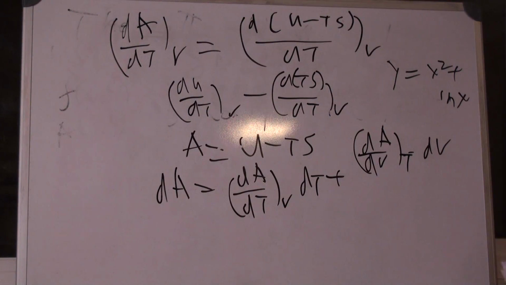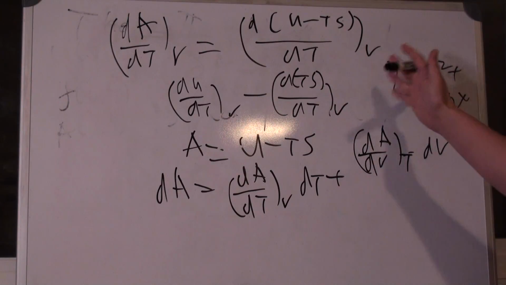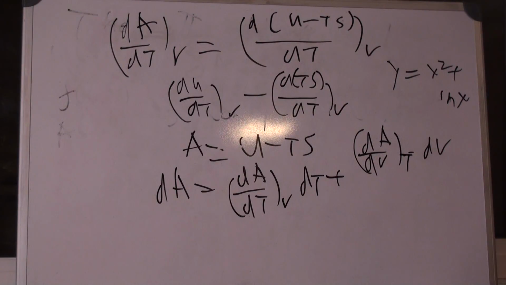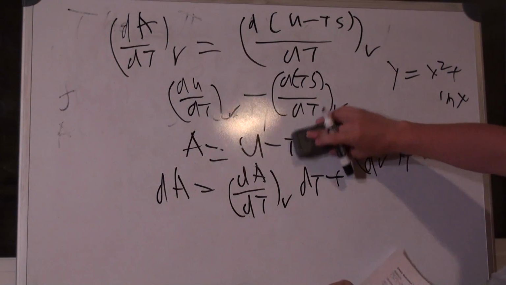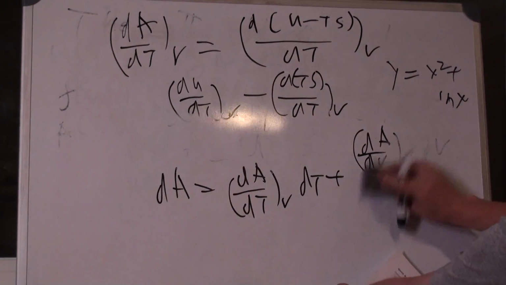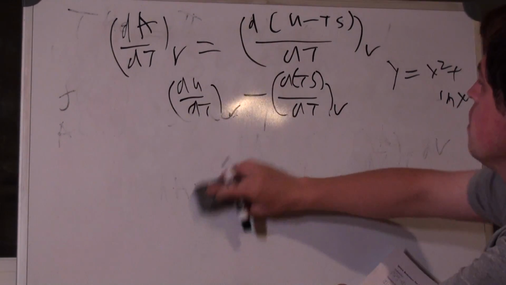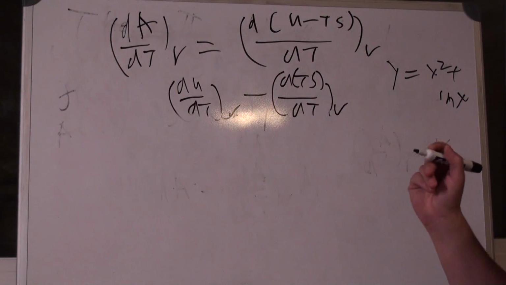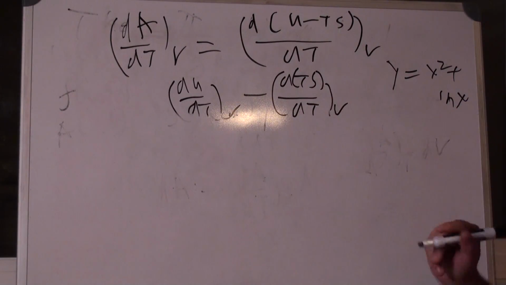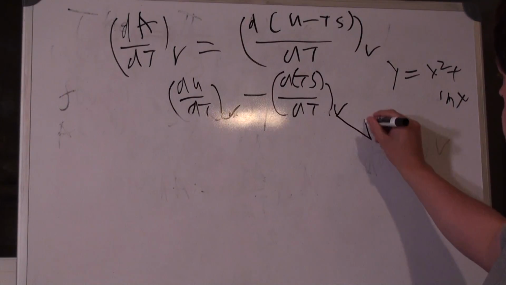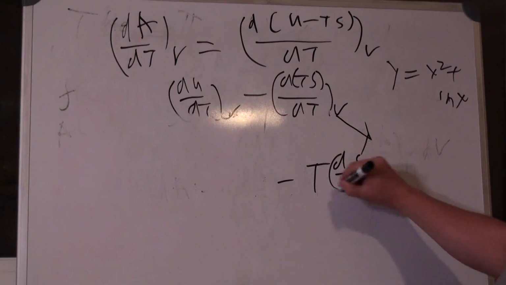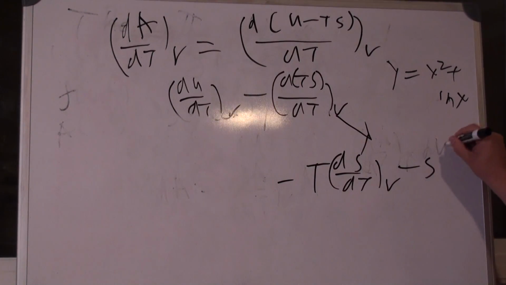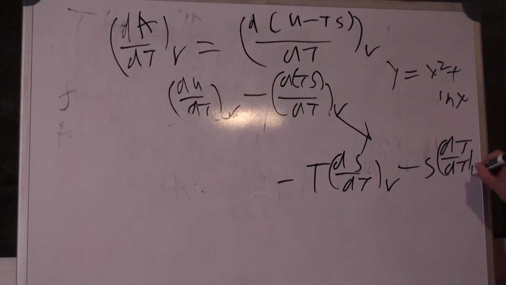That's right, we used the product rule. We can't just say it's t ds, whatever. We have to do the product rule. So let's do that. We'll come back to that guy. We'll remember him. So let's break this up using the product rule: minus t ds/dt at constant v, minus s dt/dt at constant v.